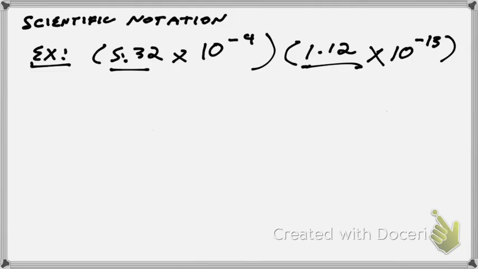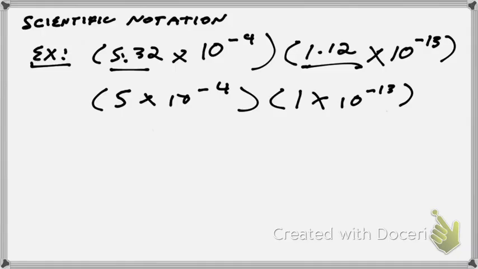And then I also look at the exponents. The second thing that we have to do is learn how to multiply, so 5.32 times 1.12. We need to round those. The very first step is to simplify it, so let's convert it: 5 times 10 to the negative fourth, times 1 times 10 to the negative 13. The next step, whenever we're multiplying in scientific notation, is always to multiply both the mantissas first. So 5 times 1 is 5.